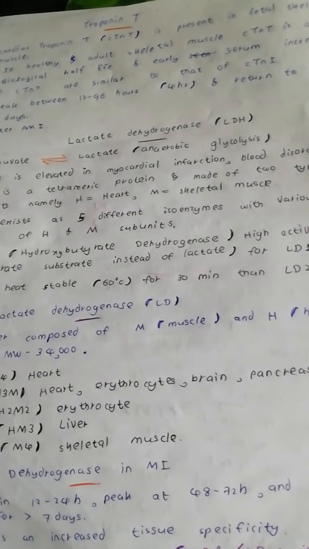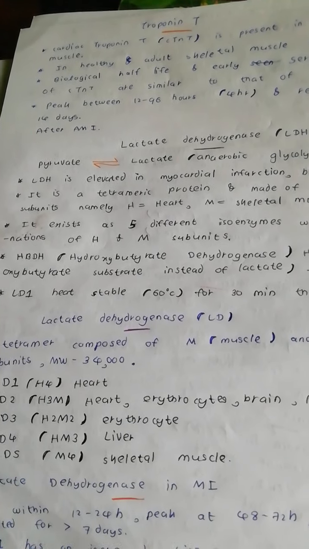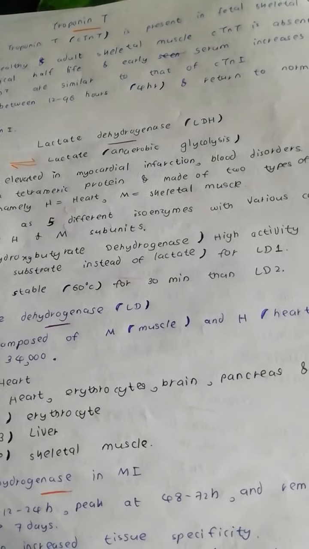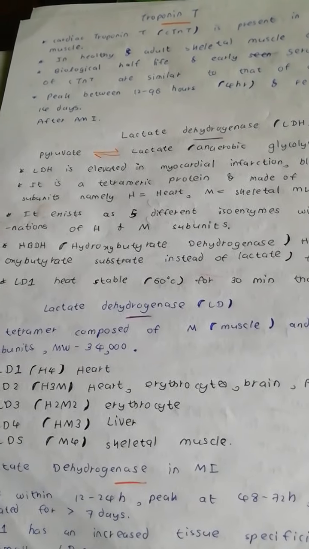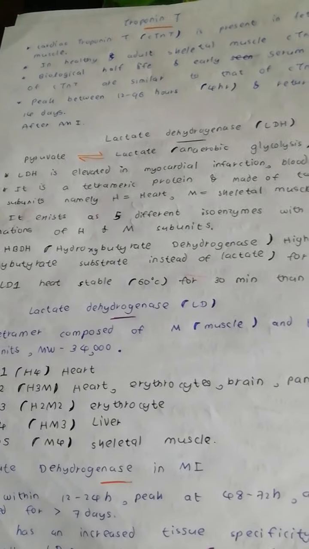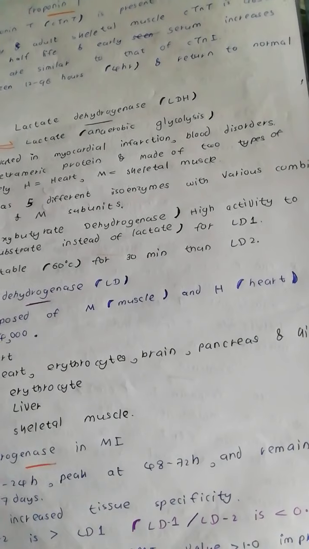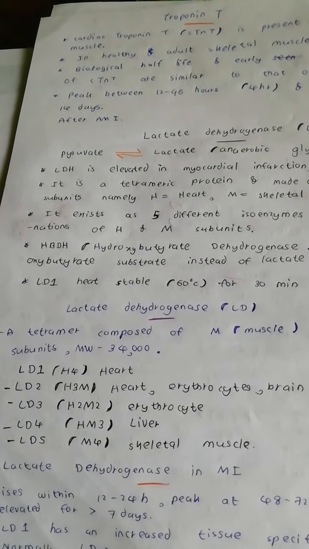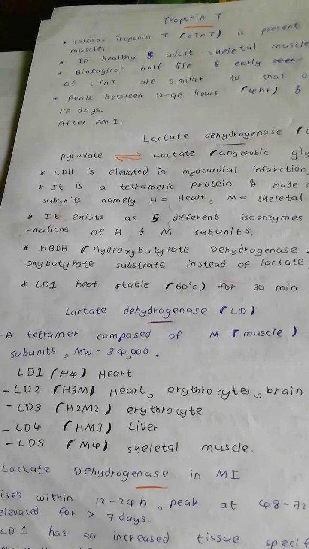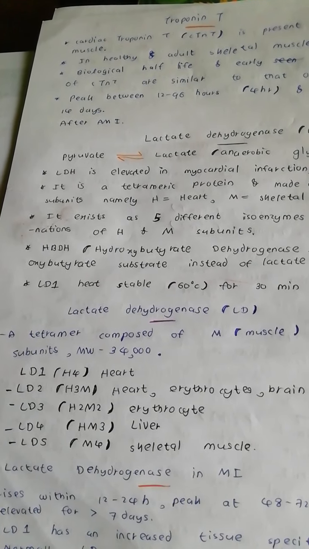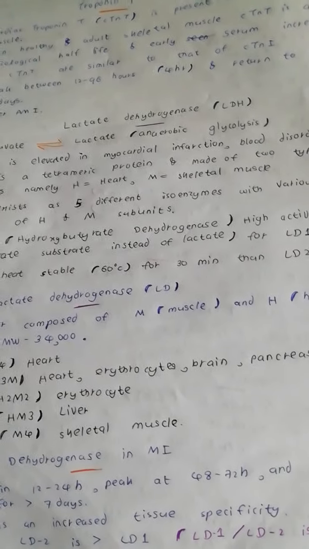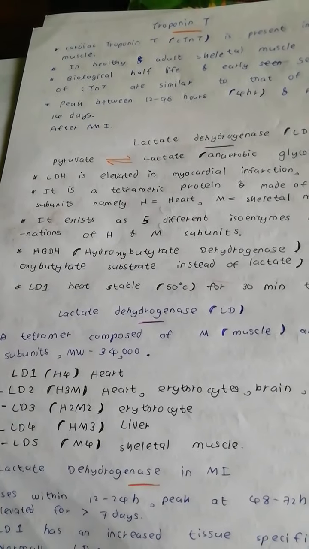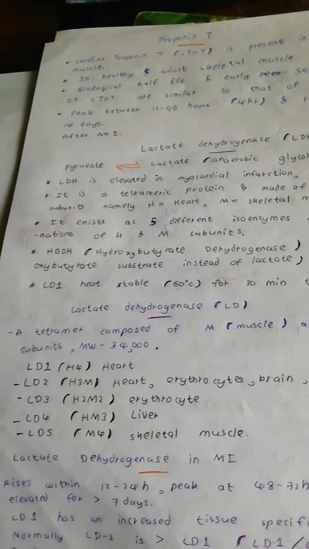LD1 is more heat stable, at 60 degrees Celsius for 30 minutes, than LD2. Lactate dehydrogenase tetramer is composed of M and H subunits, H for heart, M for muscle, molecular weight 34,000. LD1 H4, heart. LD2 H3M, heart, erythrocyte, brain, pancreas. LD3 H2M2, erythrocyte. LD4 HM3. LD5 M4, skeletal muscle.